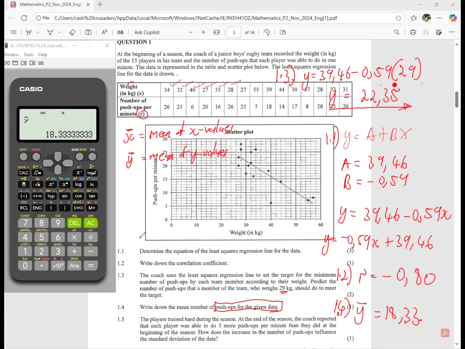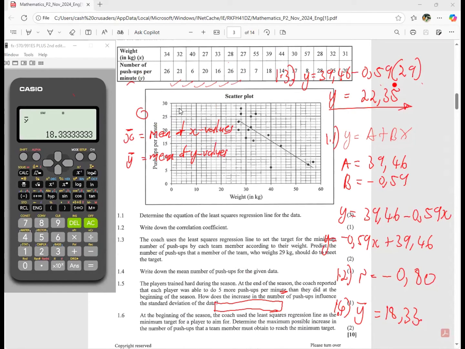Okay, very nice. Then let's scroll down. So what are they saying now? They're saying the players trained hard. So let me just erase this. Hopefully we've noted all of that already. If not, you can just rewind the video.